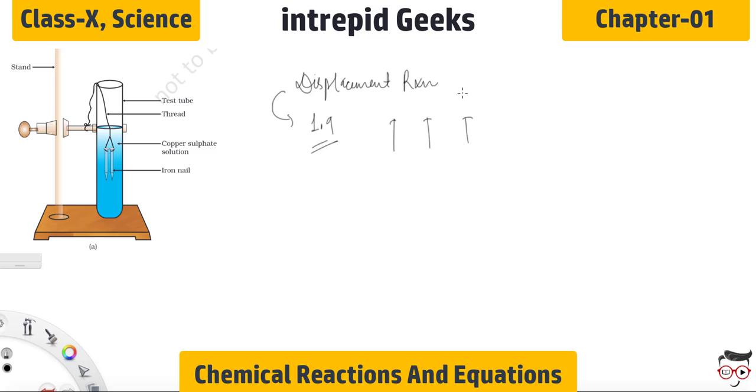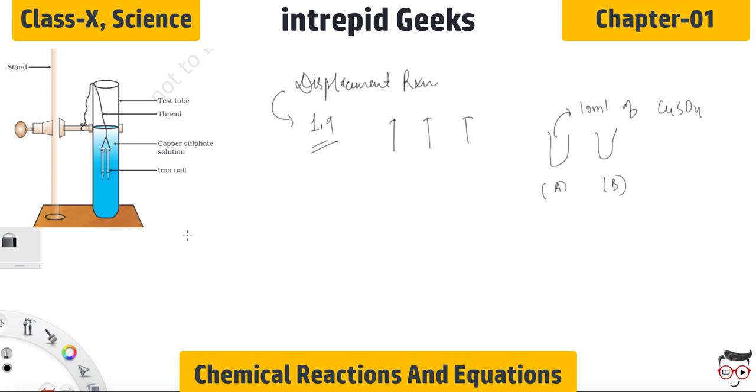Now take 2 test tubes, mark them A and B. In each test tube, take about 10 ml of copper sulfate solution. So our first element is iron, or you can say our first reactant is iron. Then we need to tie the 2 iron nails and immerse them carefully in the copper sulfate solution which is there in the test tube B for about 20 minutes.